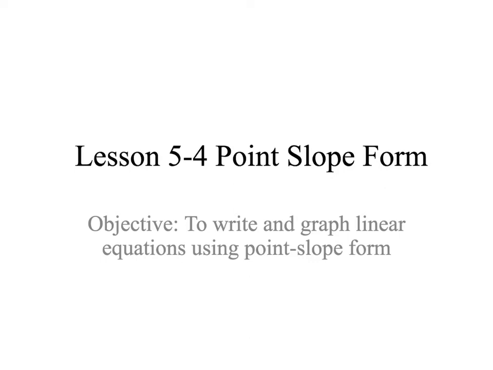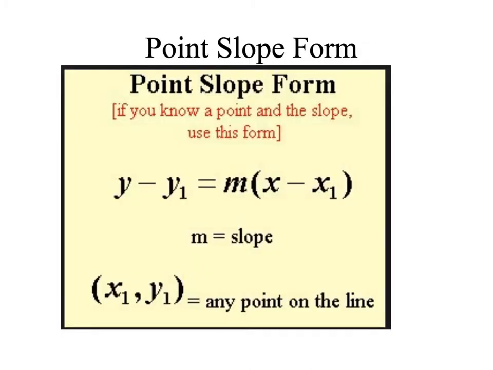Alright, lesson 5-4 is called point-slope form, and it's just another form that we're going to use to write equations when we have different things given to us. So the objective here is to write and graph linear equations using point-slope form. So this is what point-slope form is. You use this if you know a point and the slope. That's like the best situation to use point-slope form.